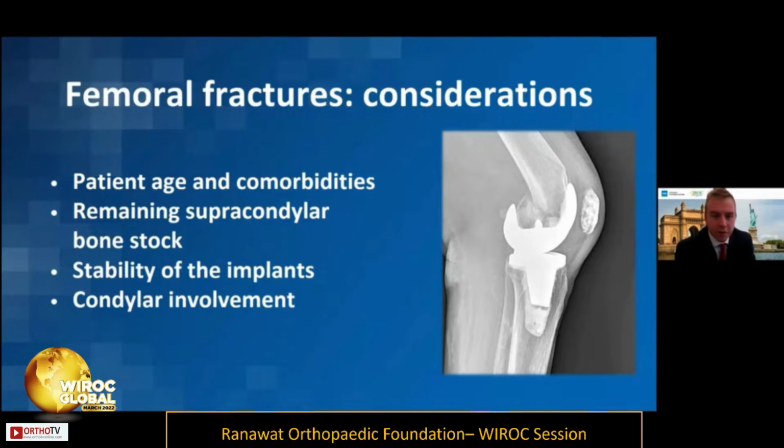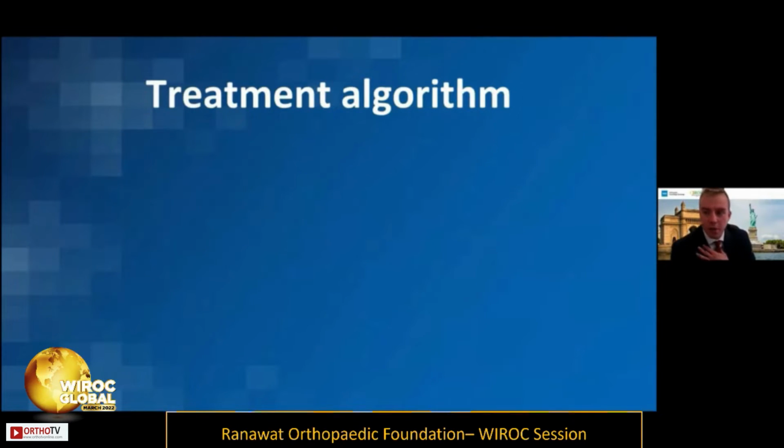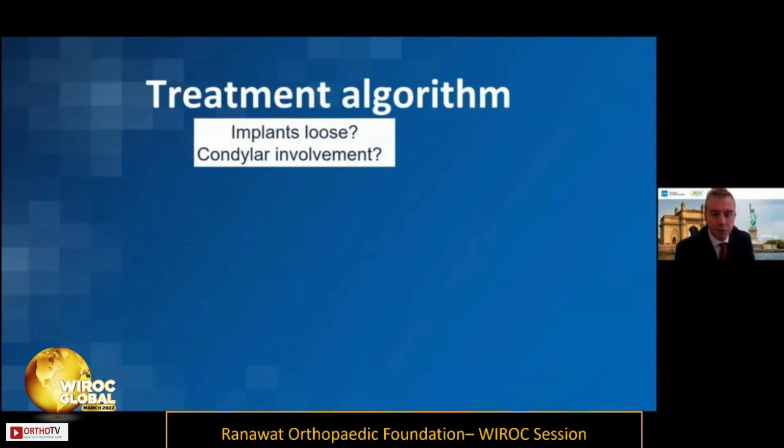Really looking at the x-rays and often CT scans to see what remaining supracondylar bone stock you have, if you're considering fixation. Obviously, the stability of the implants, whether they're loose or not, plays a big role in decision making, as does whether the condyles are involved, potentially compromising the ligamentous stability of the knee replacement. So my treatment algorithm is: first, I consider whether the implants are loose or whether there's condylar involvement.